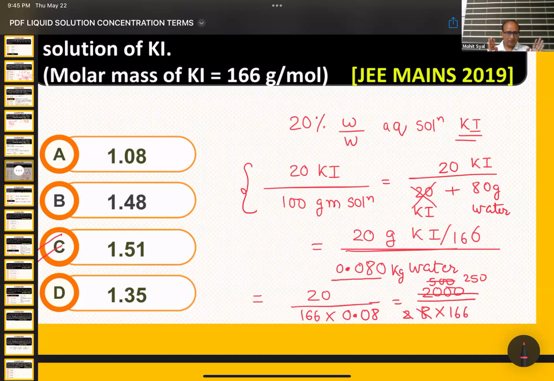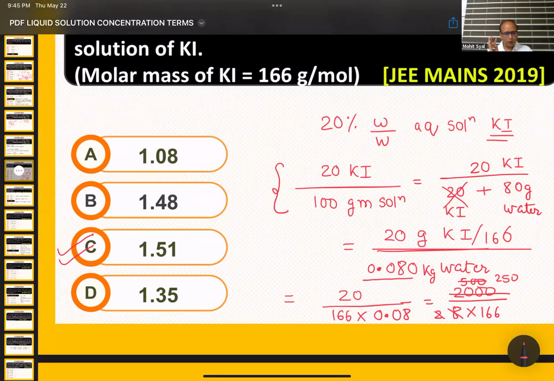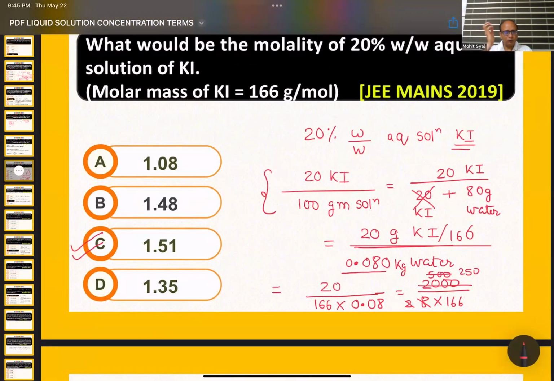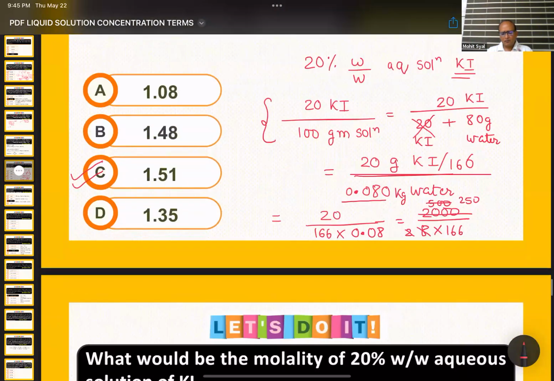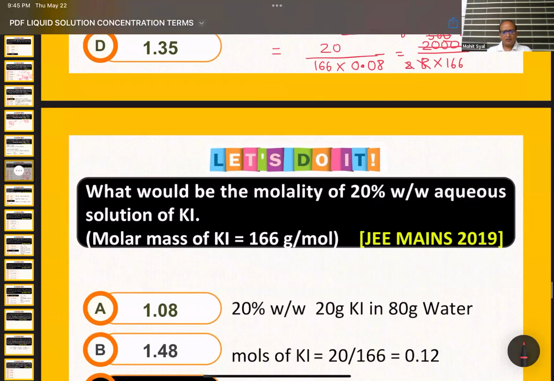My approach is very simple. Okay, what is given to you and what you want. What you want, you just try to get whatever you want in the final concentration terms. For example, you need the moles of KI in the numerator. That we got by dividing 20 by 166. In the denominator, you need the mass of water. That's it. So just be very simple in doing your calculations. Okay.